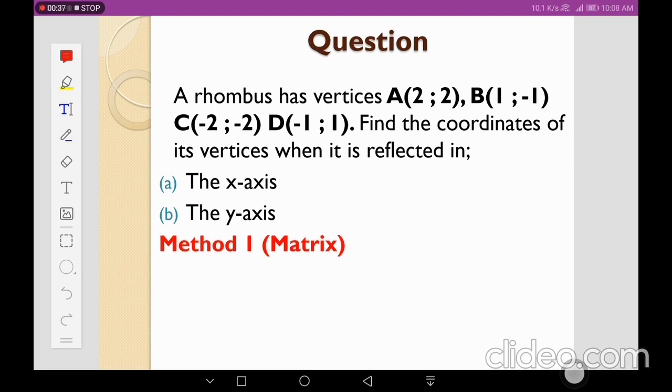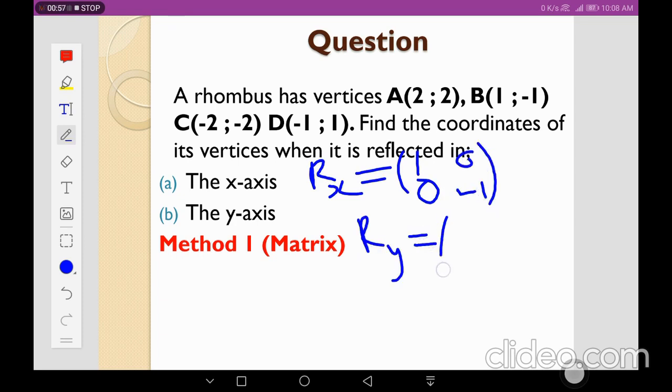Okay, so the first method that I'm going to use is the one that involves the use of matrices. The matrix of reflection through the x-axis is equal to 1 0 0 -1. Then the one for the y-axis is -1 0 0 1. So these are the matrices that I'm going to be using.